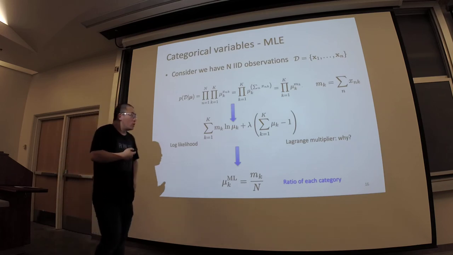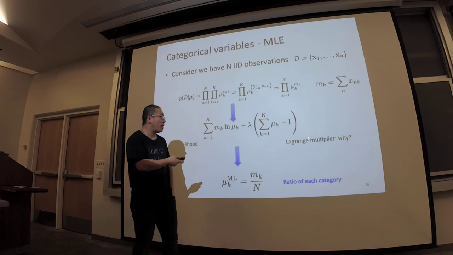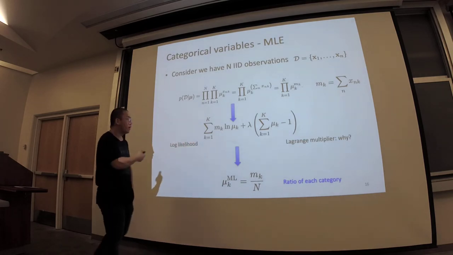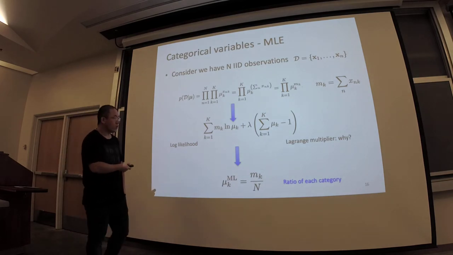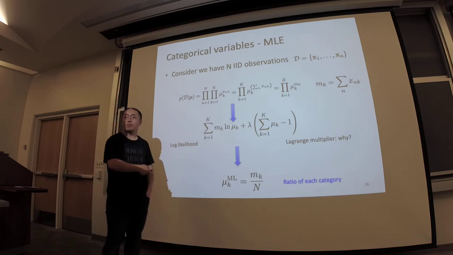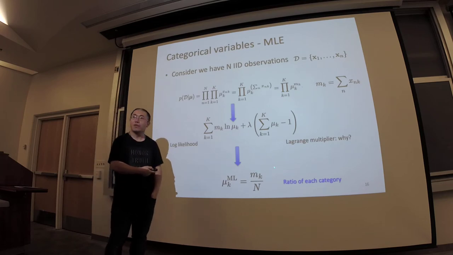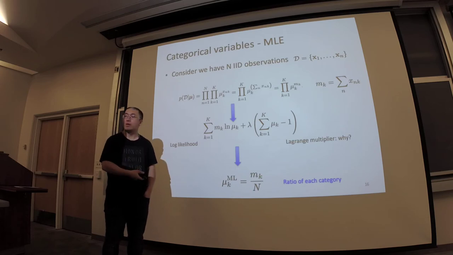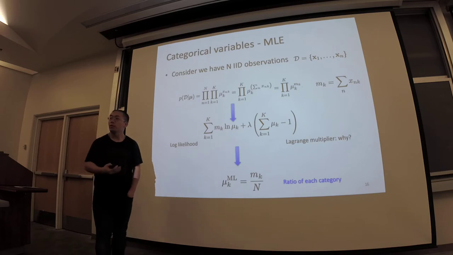And don't forget that because I have to put extra constraints, when I take a logarithm, I have to add a Lagrange multiplier. Right? And I solve this log likelihood with Lagrange multipliers, take the gradient, set the gradient to 0, and you get the maximum likelihood like this. Each mu k is just the number of variables taking category k over the total number of observations. So it's just a ratio of each category. So it's still very intuitive.